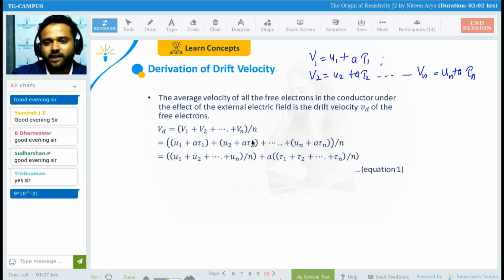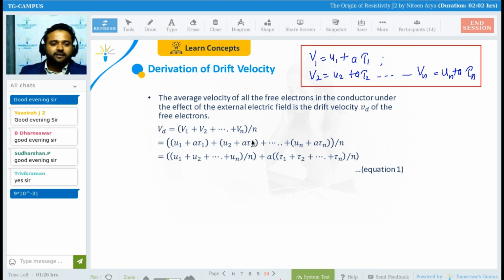Now you tell me, what do you understand by this tau? What do you understand by this u2 or u1 or un? Because v1, v2, v3 is the velocity of each particular electron which is drifting towards the positive terminal. From where do this u1 and tau 1 come? Tell me, anyone. If you don't know, why don't you ask? This u1 is what, in general? Obviously, tau 1 we're going to explain. Does anyone know this, or should I explain?